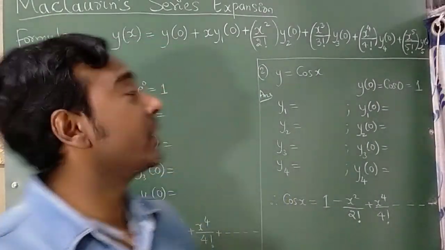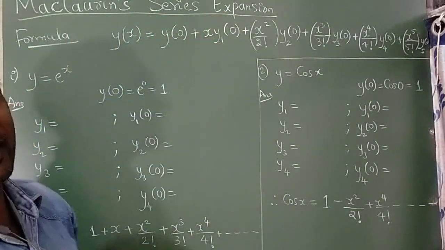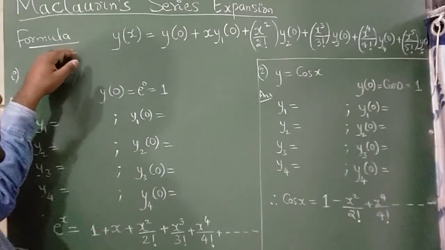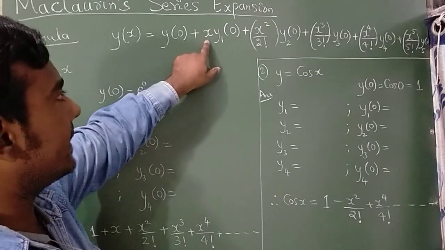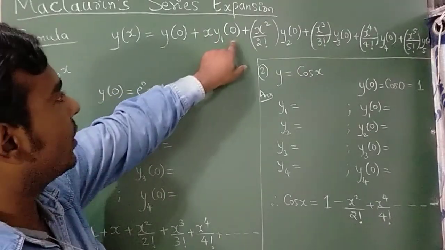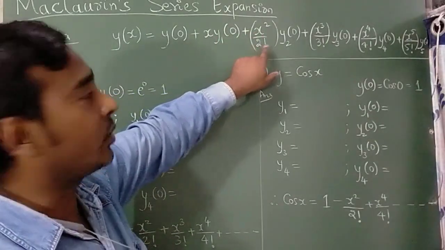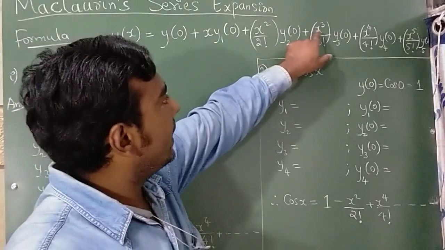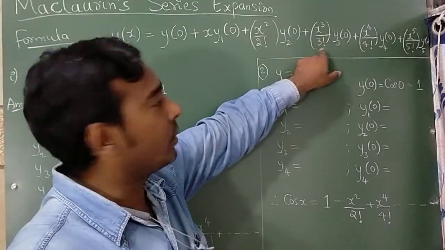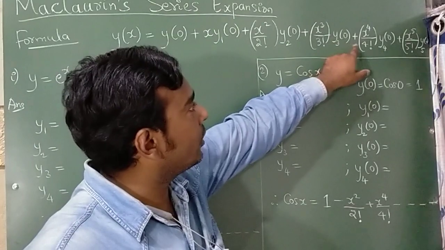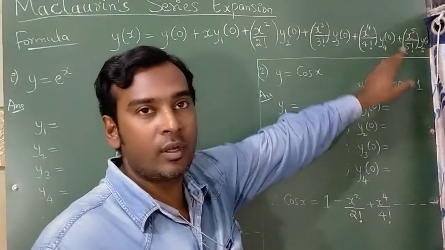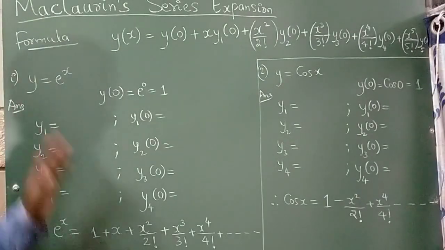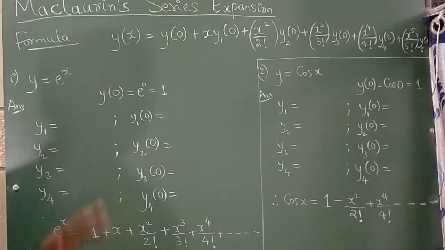So today I am going to explain Maclaurin series expansion. To solve, there is a formula for this: y of x is equal to y of 0 plus x into y1 of 0 plus x square divided by 2 factorial y2 of 0 plus x cube divided by 3 factorial y3 of 0 plus x raised to 4 divided by 4 factorial y4 of 0 and so on. So I have written two sums here. This is the method of solving.